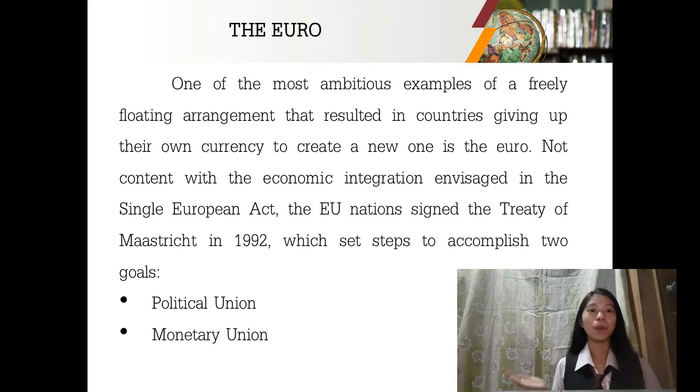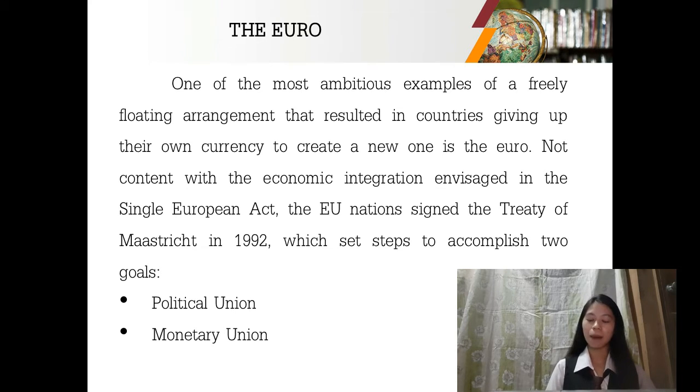The euro is the most ambitious example of a freely floating arrangement, which resulted in countries giving up their own currency to create a new one. Not content with the economic integration envisaged in the Single European Act. When we say envisage, it means contemplate or conceive of as a possibility or desirable future event. The EU nations signed the Treaty of Maastricht in 1992, which sets steps to accomplish two goals, which are political union and monetary union.